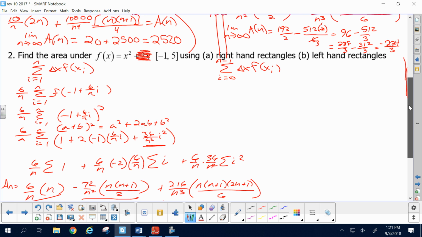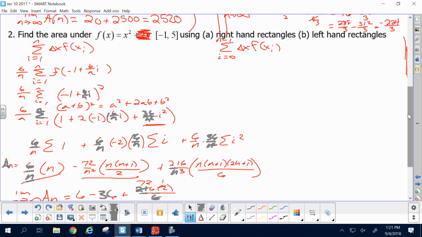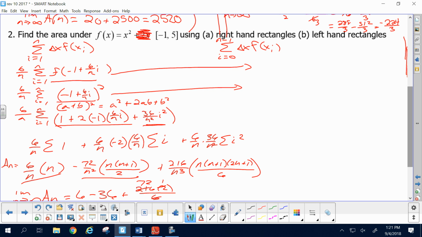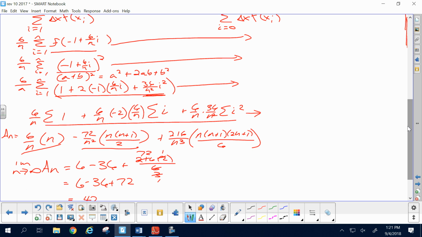I'm not going to redo the whole thing, but let's talk about how this would compare. This would be the same for left hand. This would be the same for left hand. This would be the same for left hand. This part would be the same for left hand. This would start to change once I got to the summations. So 6 over n times the ones from 0 to n minus 1.